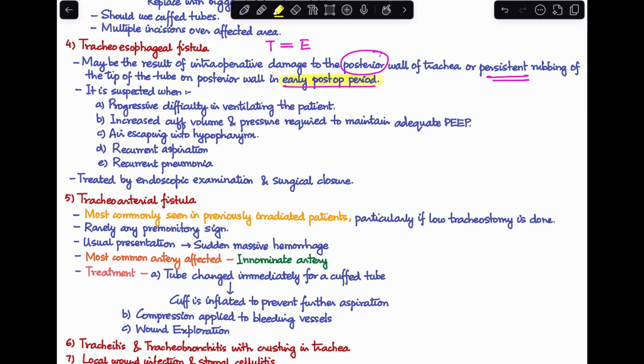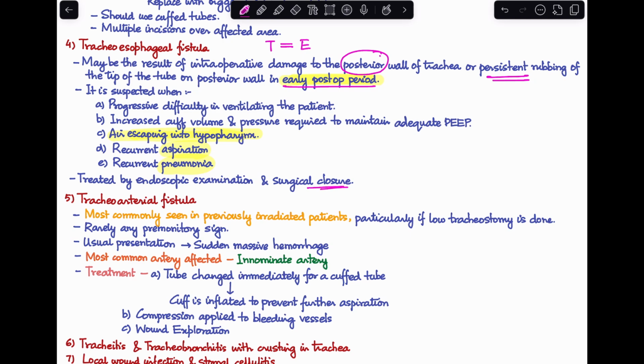Now, when do we suspect this? If we see progressive difficulty in ventilating the patient, if a constant increase in cuff volume and pressure is required to maintain adequate PEEP, if we see air escaping into the hypopharynx, or if the patient is recurrently aspirating or developing recurrent pneumonia, in all of these cases we should suspect the development of a fistula between the trachea and the esophagus. The only way to treat this is to first perform an endoscopic examination and perform surgical closure of the fistula.